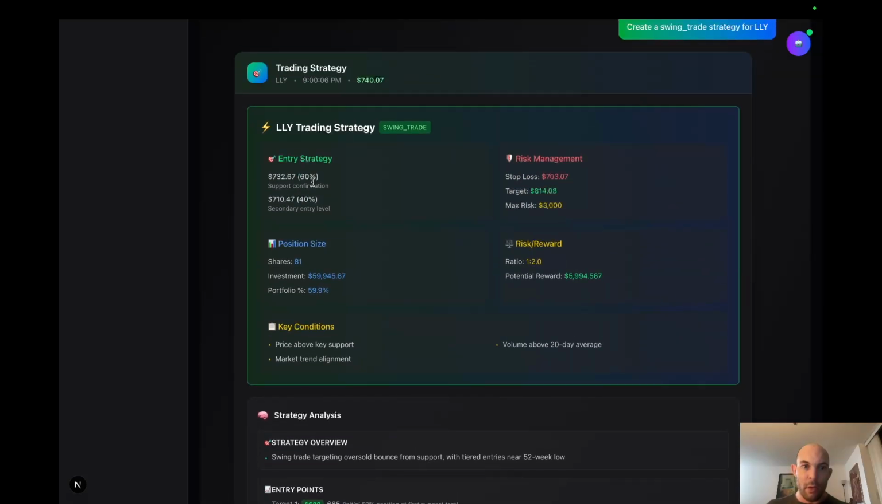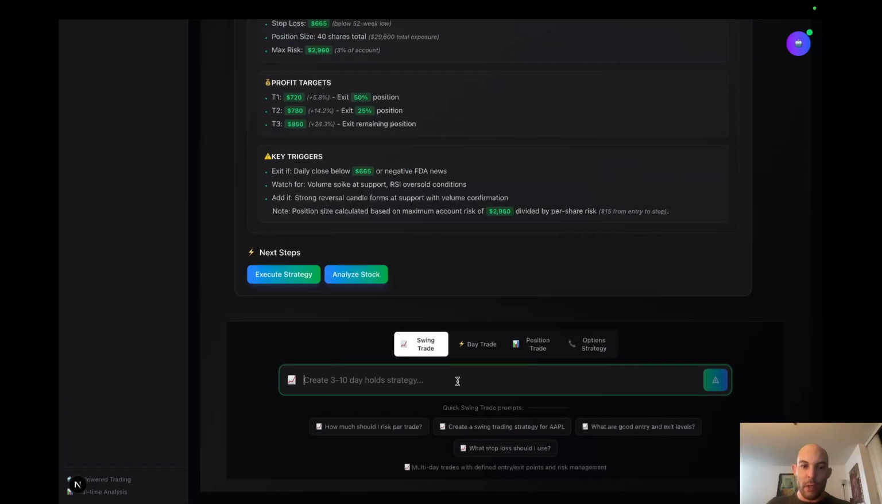Entry at 732, if it pulls back. Let's do the classic: would it be smart to enter right now at the current price, or is it going to keep going down tomorrow when the market opens?